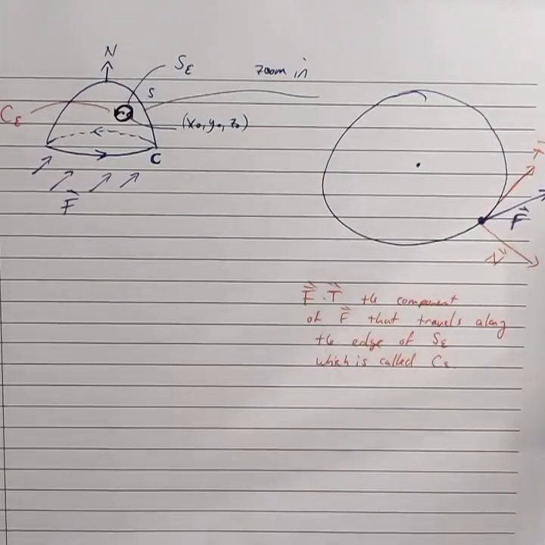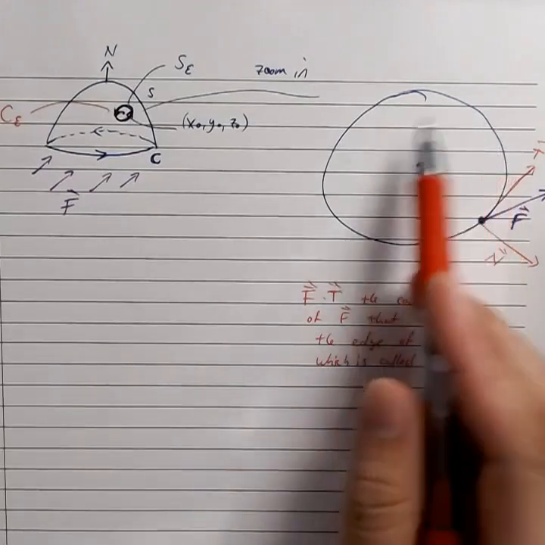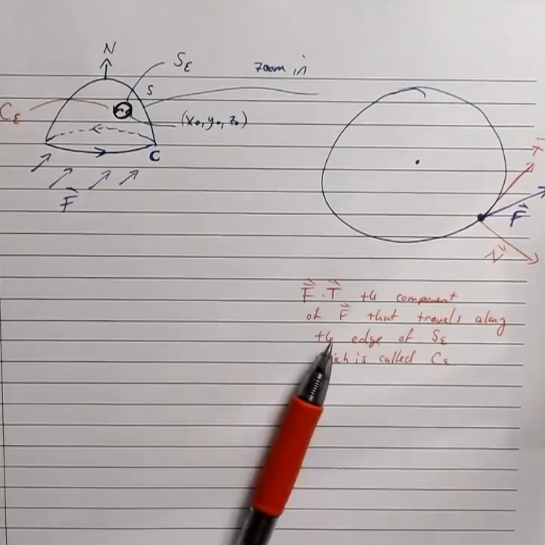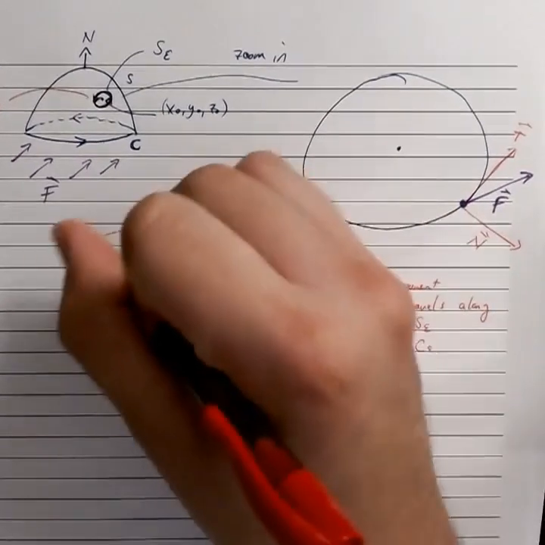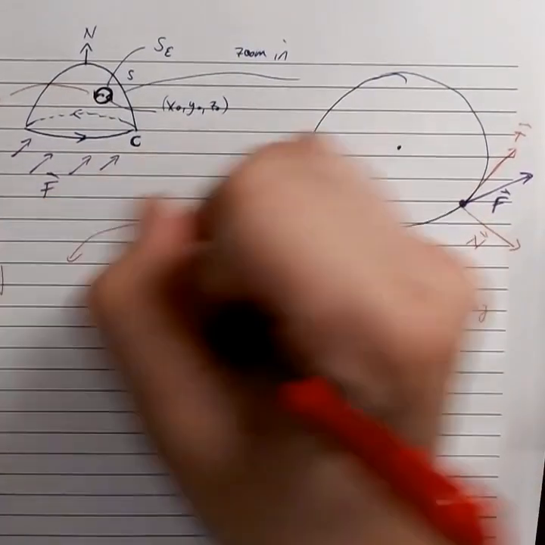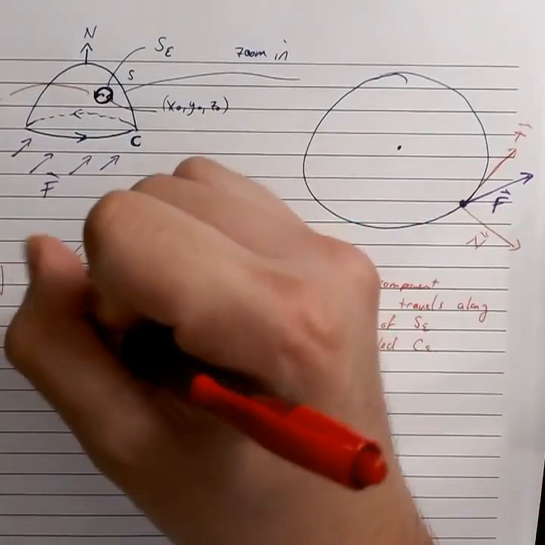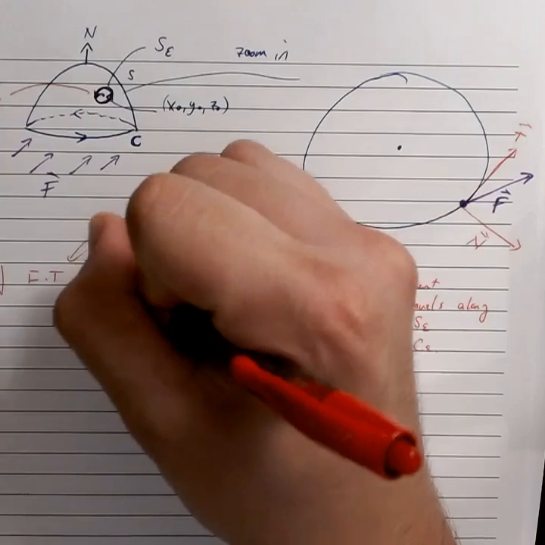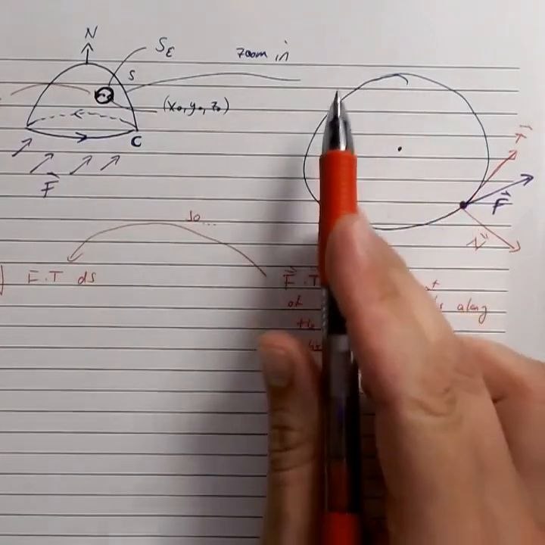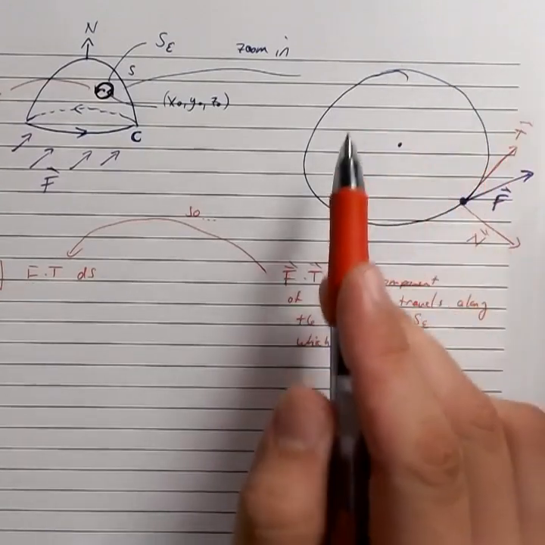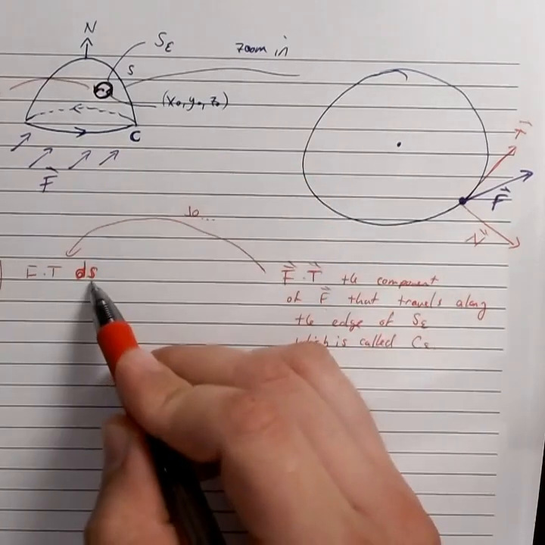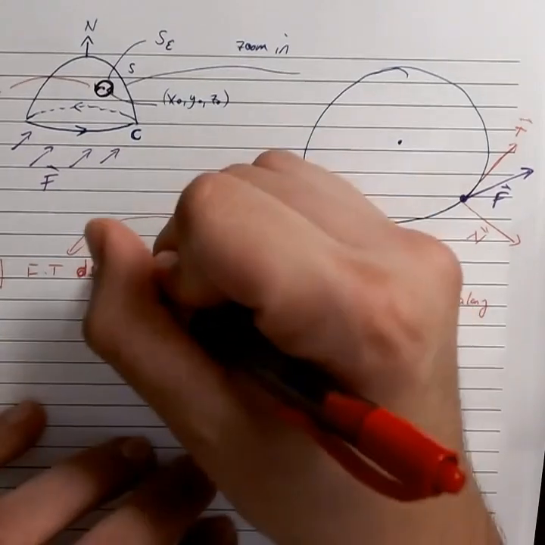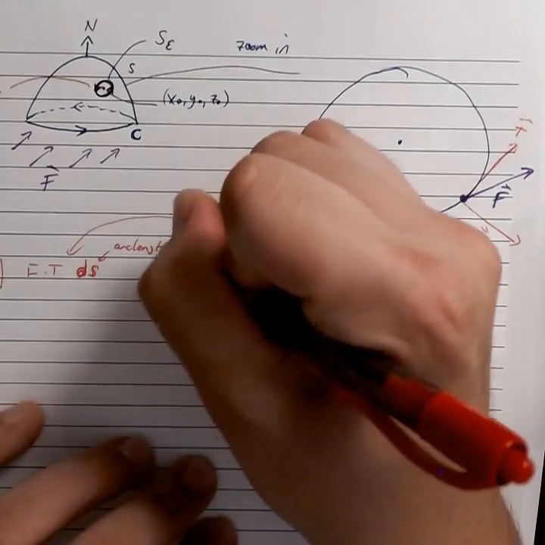So here what I want to do is add up my F dot T's, and since I want to do it for an infinitesimally short distance, I'm going to do that as an integral. The integral of F dot T ds, because here ds is around the arc length of my circle. Here, this is little s. Remember, capital S is for surface area, little s is for arc length.